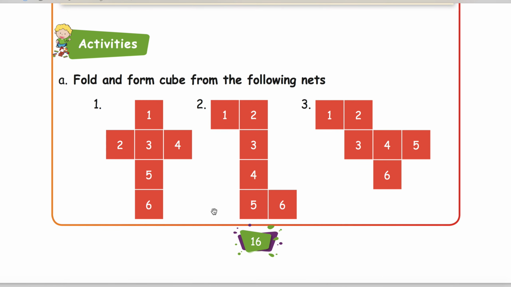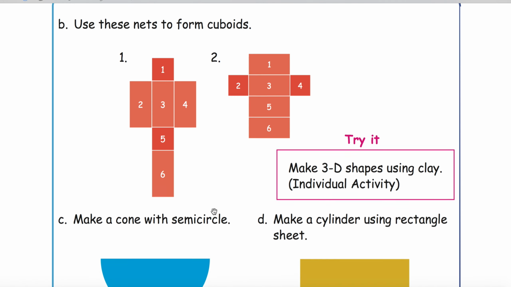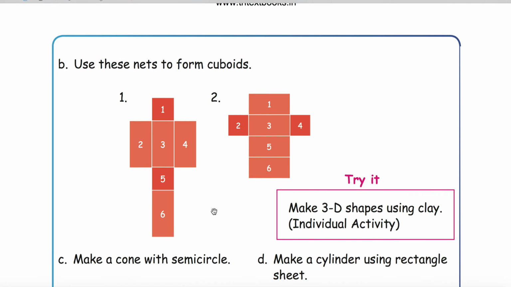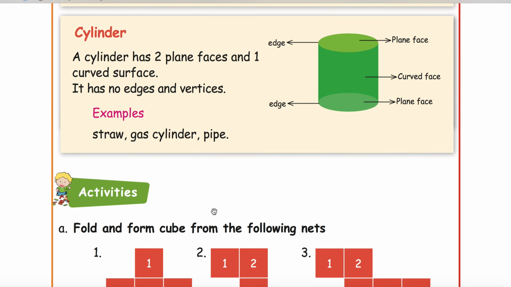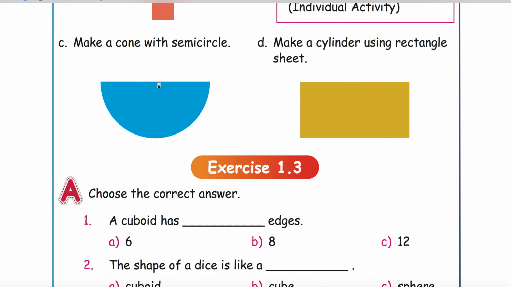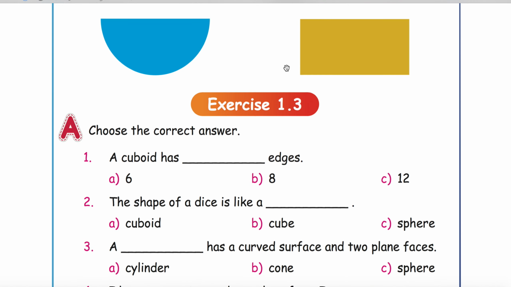Fold and form a cube from the following nets. That you do. Use these nets to form a cuboid. That also you do. Make a cone with this semicircle. If you go from here to the end, it will become a cone. Make a cylinder using a rectangle sheet. That also you have to do.